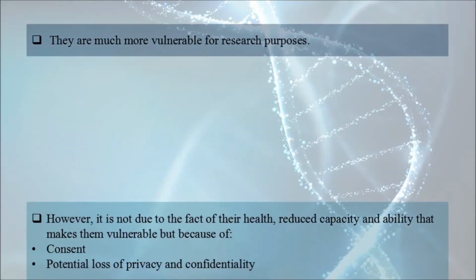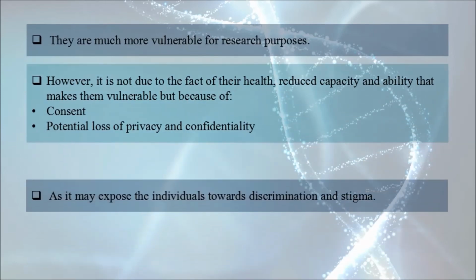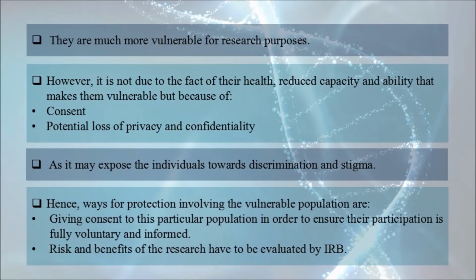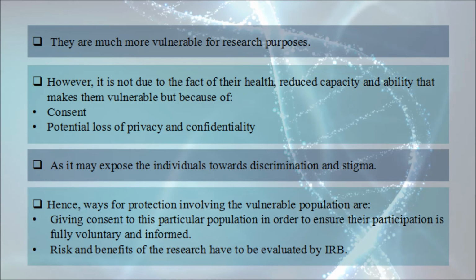However, it is not due to the fact of their health, reduced capacity, and ability that makes them vulnerable, but because of consent and potential loss of privacy and confidentiality, as it may expose the individuals towards discrimination and stigma. Hence, ways for protection involving the vulnerable population are giving consent to this particular population in order to ensure their participation is fully voluntary and informed, and risks and benefits of the research have to be evaluated by IRB.